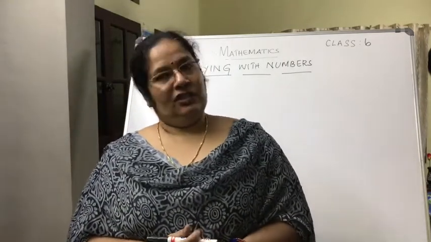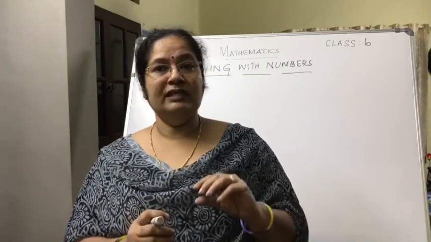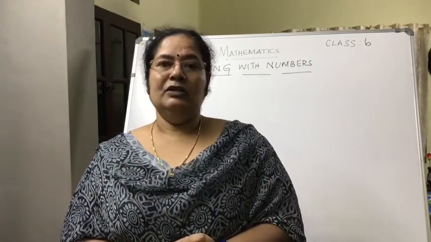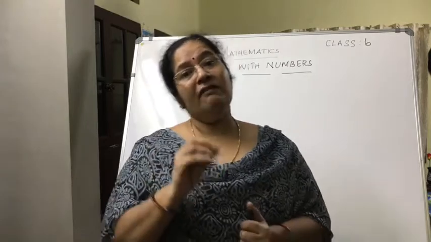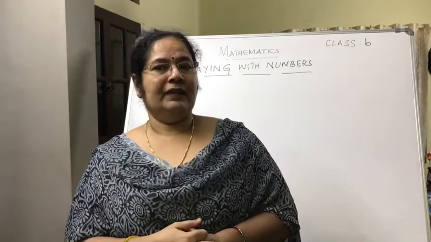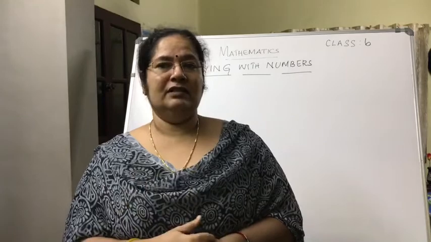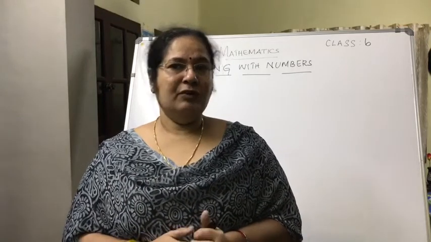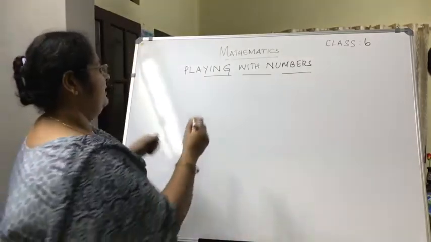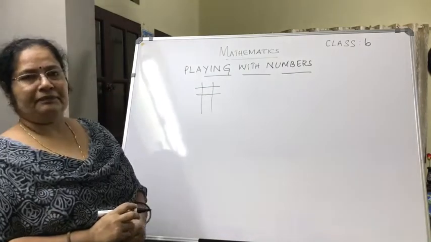Now imagine that you are having some beads with you. Beads, you know, moti, mutta. So you are having some beads with you. So you are having, say, 12 beads with you. Now I want you to arrange the beads in rows and columns. You know what are rows and columns? Rows means which is going horizontally. These are rows. And column means these are the columns.